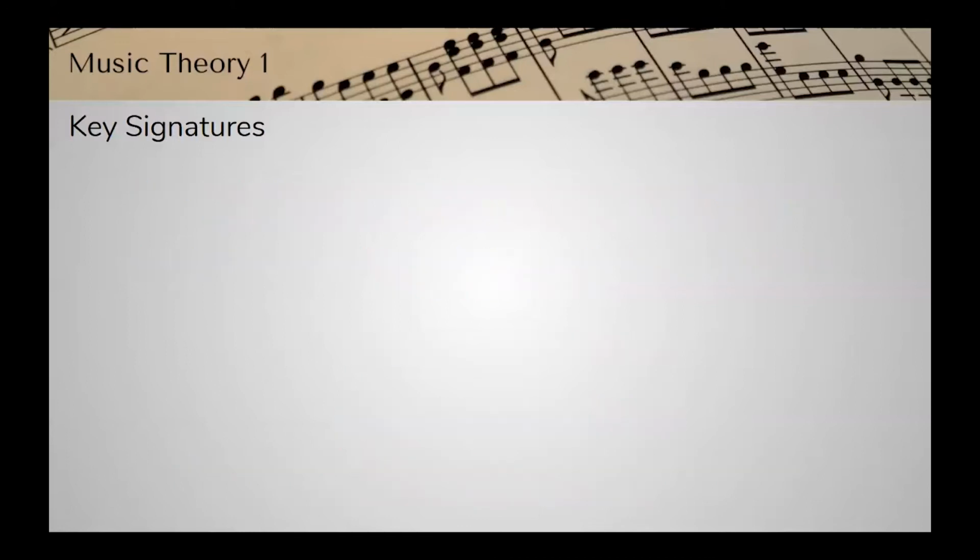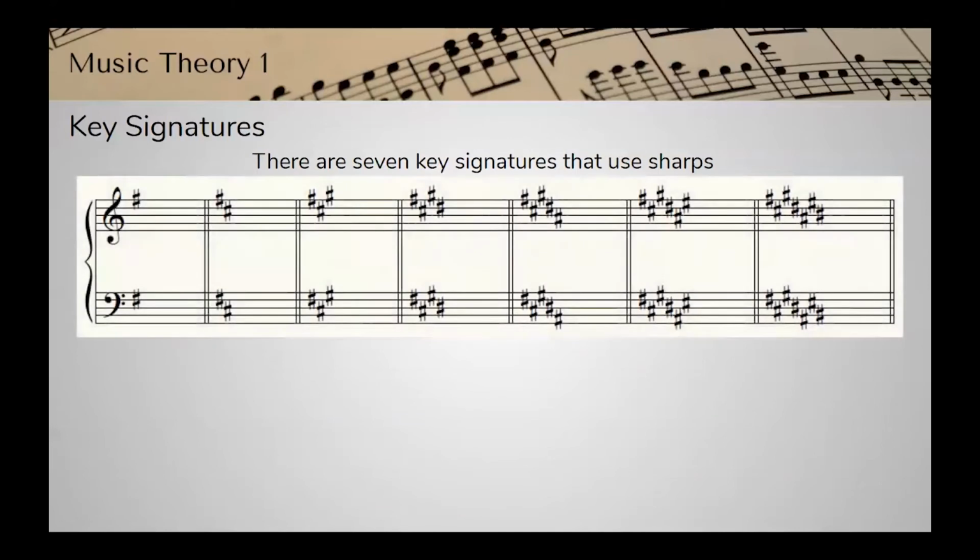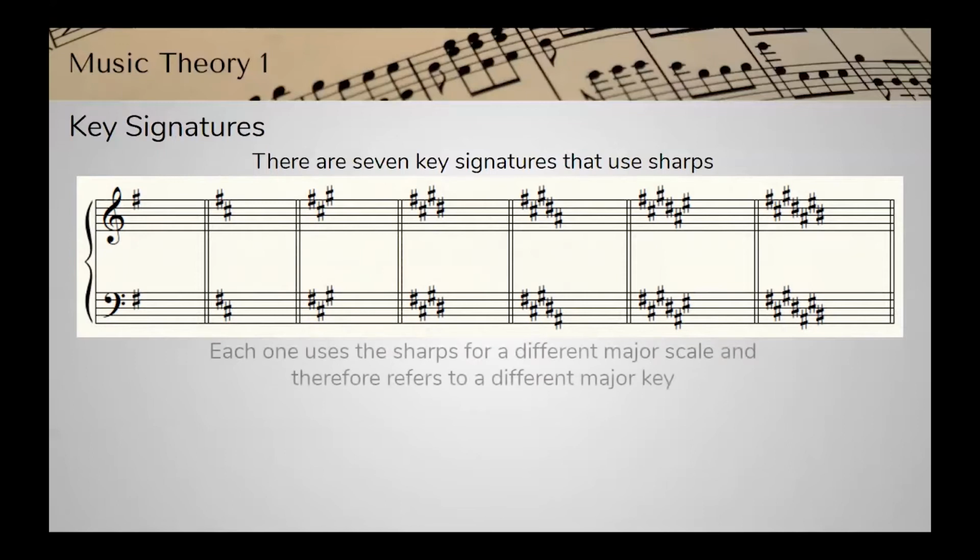Okay. All right, so there are 7 key signatures that use sharps. And just like the scales, right, you'll only have sharps or flats. You won't have both. So you can see all the possible key signatures here, and they go from 1 sharp with F sharp all the way over there to 7 sharps where everything is sharped. Okay, each one uses the sharps from a different major scale, and therefore we can use it as kind of a shorthand to refer to a different major key.